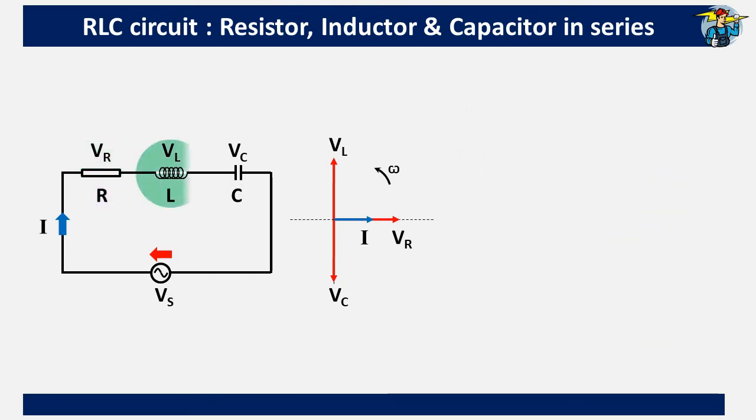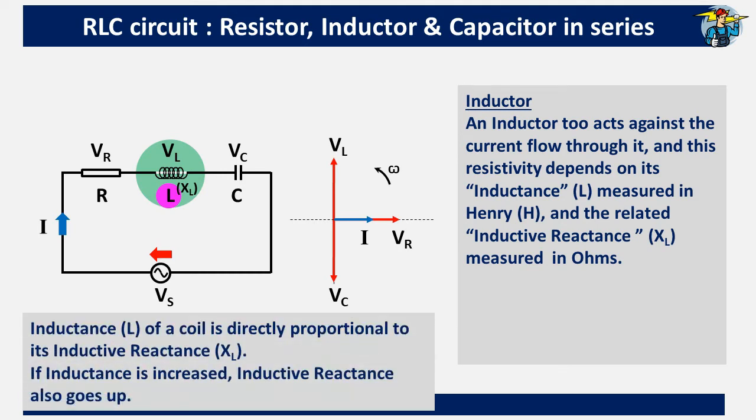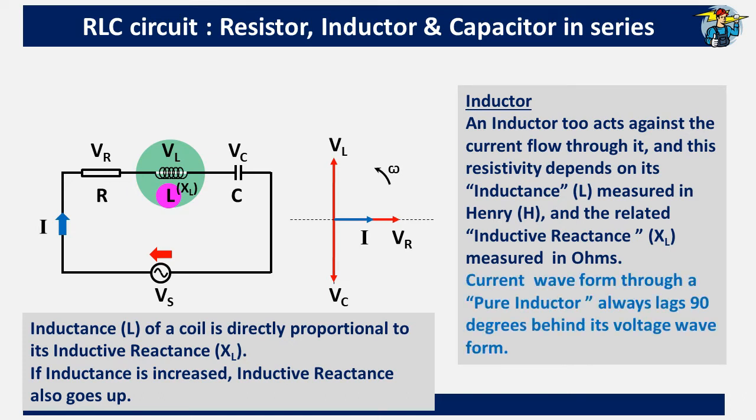Let's consider an inductor now. Inductor also acts against the current flow through it, and this resistivity depends on its inductance L, measured in Henry, and the related inductive reactance XL, measured in ohms. Inductance of a coil is directly proportional to its inductive reactance. If inductance is increased, inductive reactance also goes up. Current waveform through a pure inductor always lags 90 degrees behind its voltage waveform.